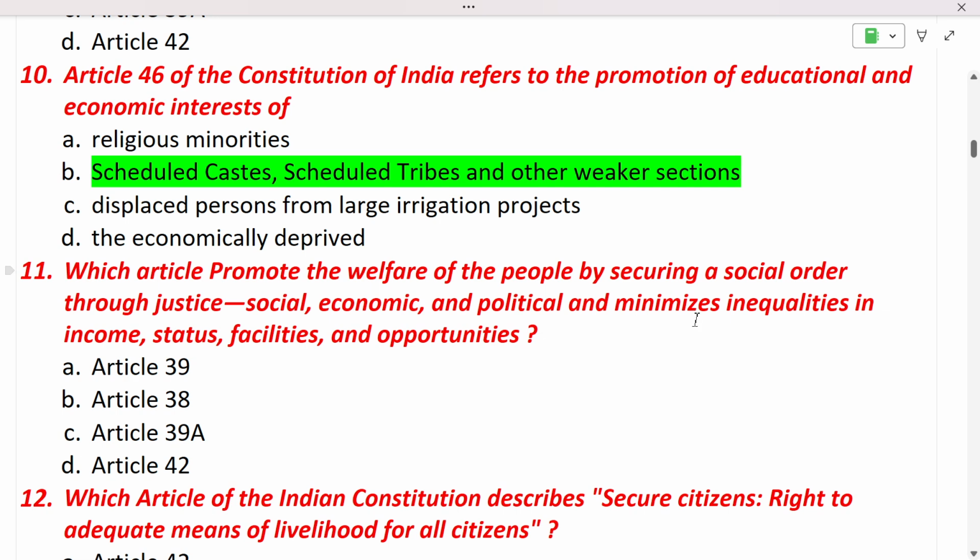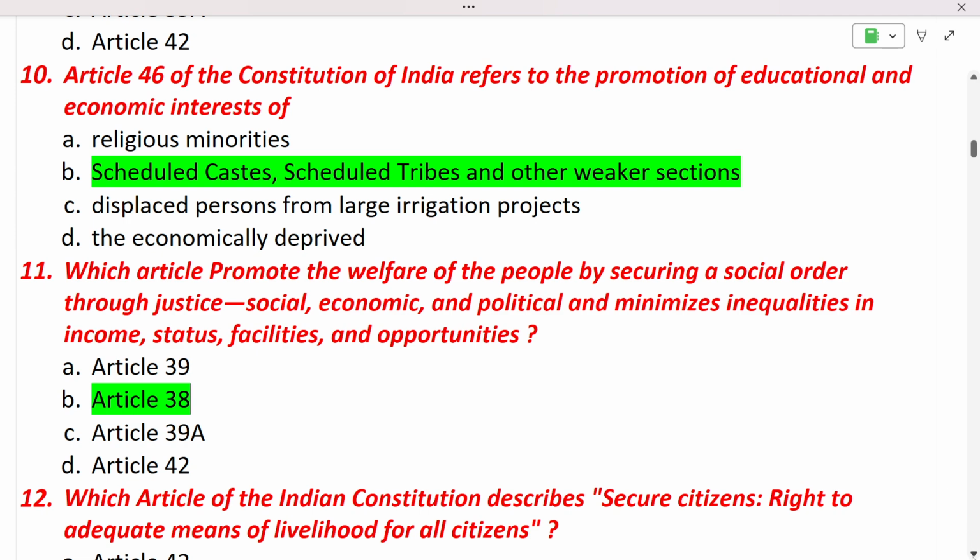Okay. Next, move to question number 11. Which article promotes the welfare of the people by securing a social order through justice, social, economic and political, and minimizes inequalities in income, status, facilities and opportunities? Option A, Article 39. Option B, Article 38. Option C, Article 39A. Option D, Article 42. The answer is B.